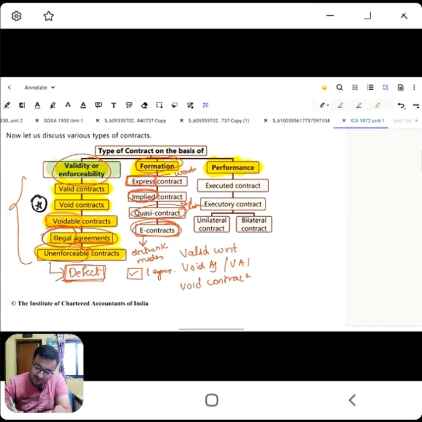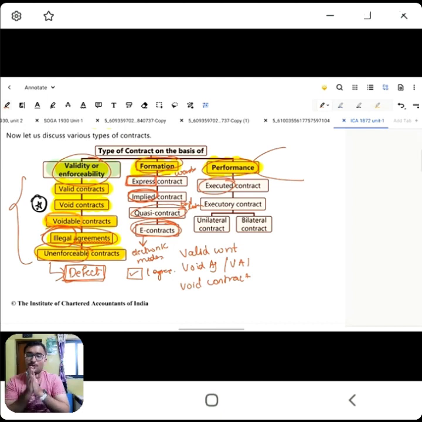On the basis of performance, we classify contracts into either executed or executory. Executed means what? As the word suggests, it is already done. Right now, if I am delivering lectures to you, you have to pay fees to me. You paid the fees, I gave you the lectures. Done. We have both performed our promises. We have both performed our reciprocal promises. This is an executed contract. This is a completed contract.